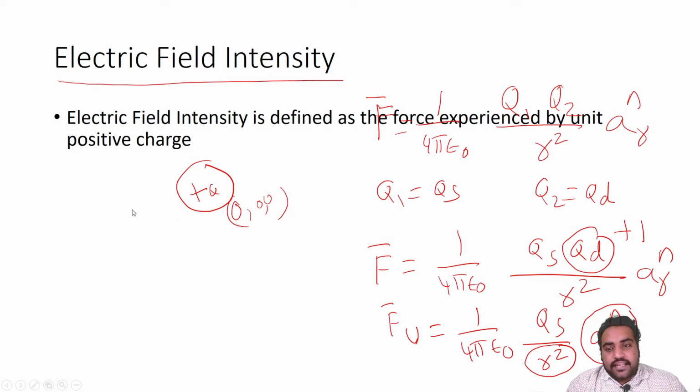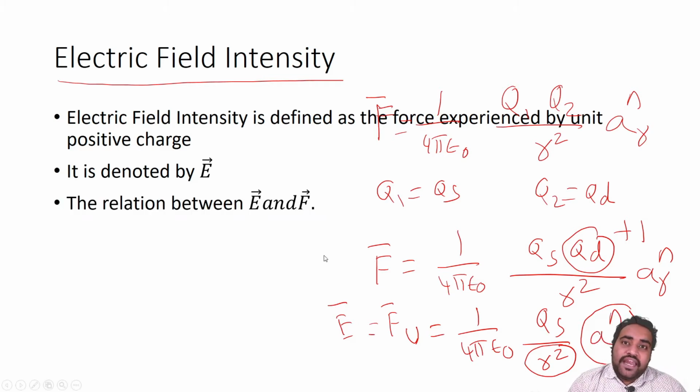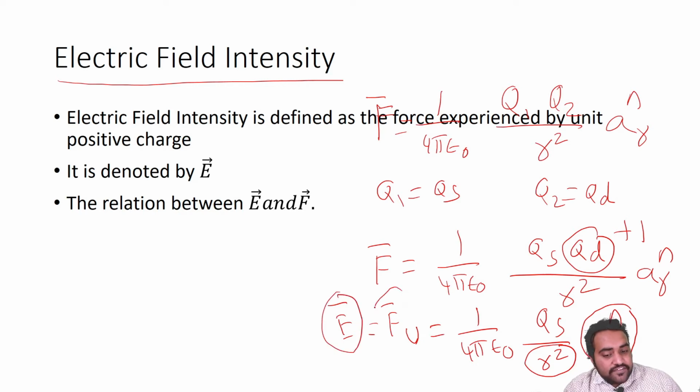Right? Let us understand what more this electric field intensity has to offer. Now it is denoted by E. So the force per unit electric charge is denoted by E bar. Now the relation between E bar and F bar can be quantified as, see, I have defined this electric field intensity to be the force per unit positive charge.